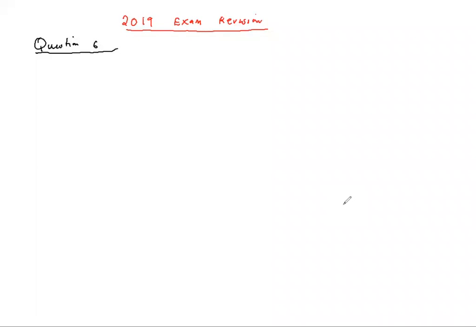So we continue. We are now on question 6, still looking at the 2019 past paper. Evaluate each of the following limits. That is 1, the limit as x goes to 2.